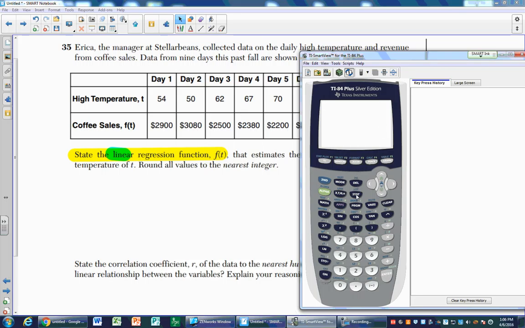You hit the stat key, and then you want to edit. So you can hit enter. Here's list one, here's list two. List one is the X values, the domain. List two is the Y values, the range. So if it doesn't tell you which one is X and Y, the top one will be X, the bottom one will be Y. So you enter in the numbers.